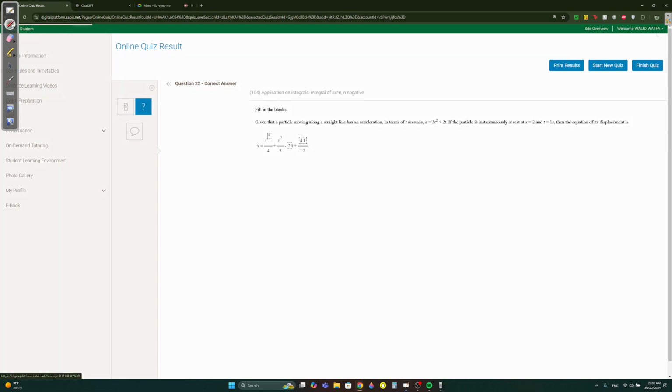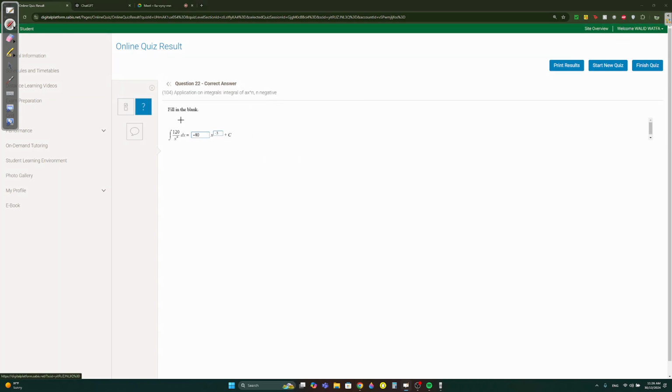Question 22. Integrate 120 over x to the power 4. Okay, quickly, save yourself time, take it up. Integrate this, 120 goes down, add 1 to the power becomes minus 3, divided by minus 3, plus c. And you're going to get 120 divided by minus 3 is minus 40, x to the power of minus 3 plus c. They want you to keep it like this.